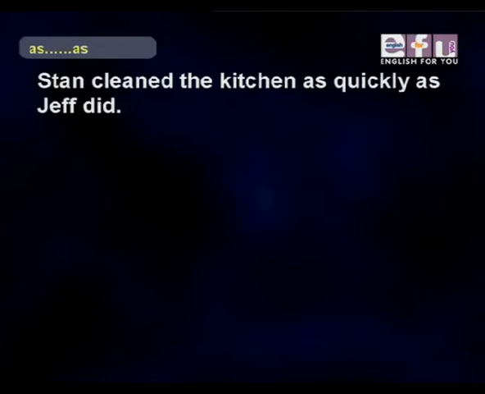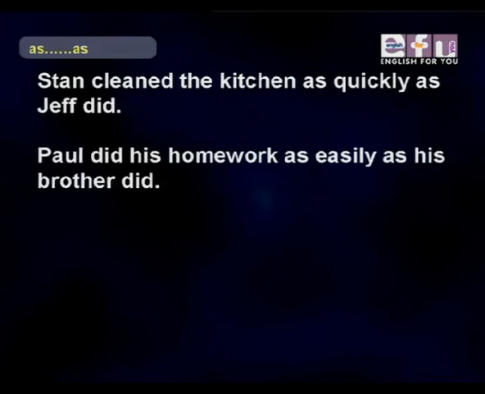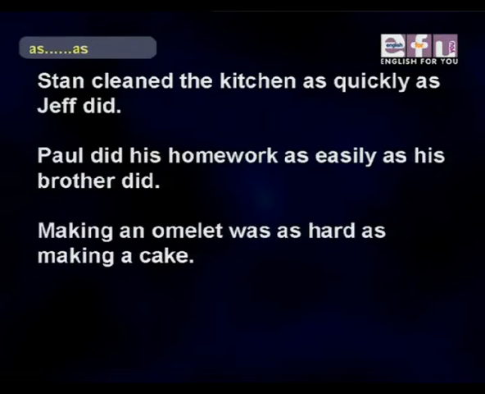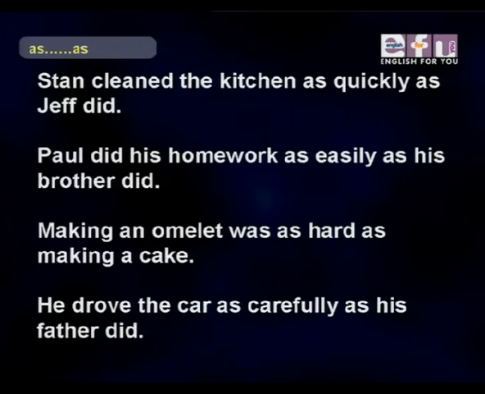Now let's look at as with adverbs. Take a look at some sentences. Stan cleaned the kitchen as quickly as Jeff did. Next, Paul did his homework as easily as his brother did. Next example. Making an omelet was as hard as making a cake. Next, he drove the car as carefully as his father did.